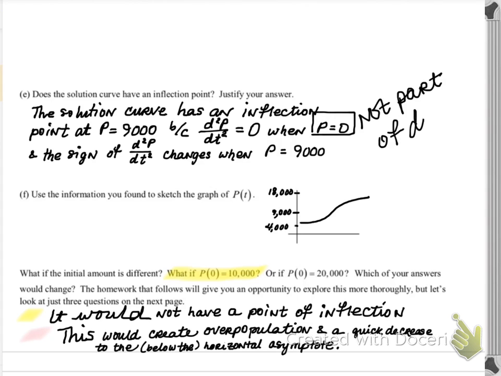Okay. You can see below what a logistic curve should look like, and then some exploration into what happens if P of 0 equals 10,000 and if P of 0 equals 20,000. If P of 0 equals 10,000, it's starting pretty high up on that curve, and it will always be concave down. So not only would it not have a point of inflection, it would also always be concave down.